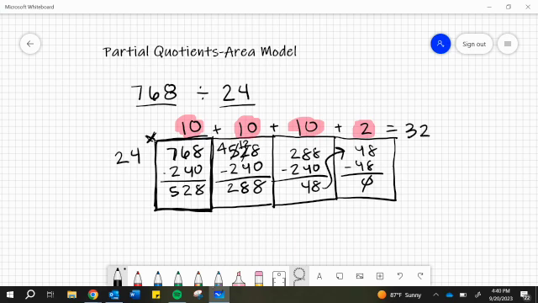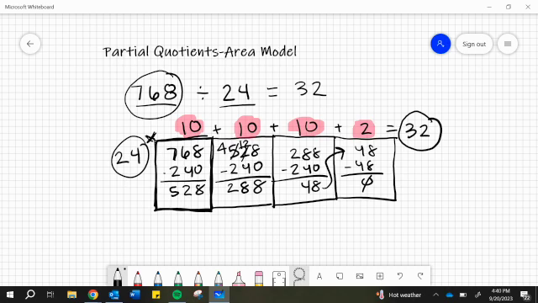Now, how can I check to see if my answer is correct? Well, I'm going to multiply my quotient times my divisor, and that should give me my dividend, 768. So let's go off to the side and check. 32 and 24. I'm going to multiply that.